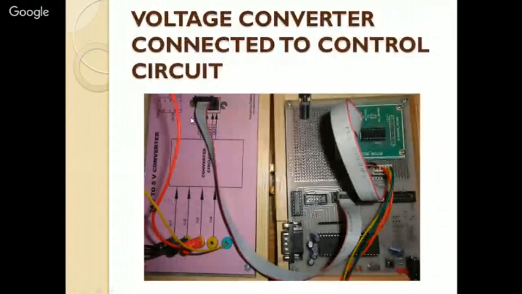So from here you see, from the voltage converter, this is the output from the PLC. The voltage is stepped down to 5 volts. Then through this ribbon cable, the output is given to the microcontroller, and from the microcontroller, the output is given to the driver circuit of the motor. And these wires from the driver circuit are going to the stepper motors.